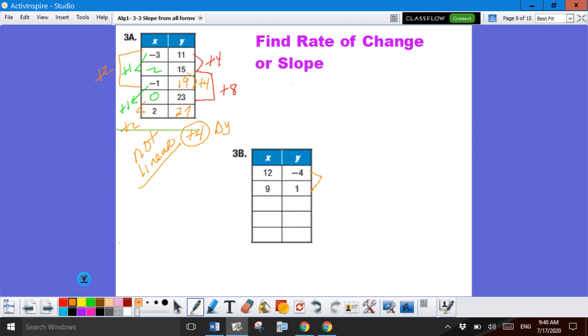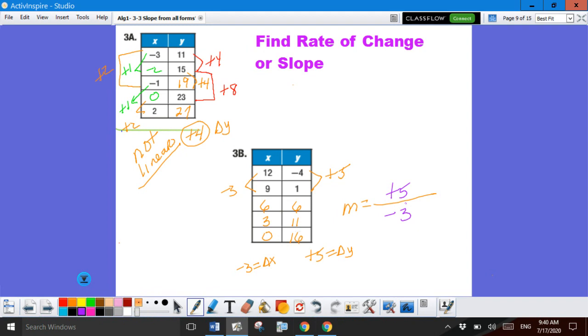Okay, negative 4 to 1, positive 5. And since there's no other numbers, I know it's linear. That's a 6, an 11, and a 16. This one, we're subtracting 3. So a 6, a 3, and a 0. So I have a positive 5 as my change of y. I have a negative 3 as my change of x. Remember, slope is y over x. So positive 5, negative 3.